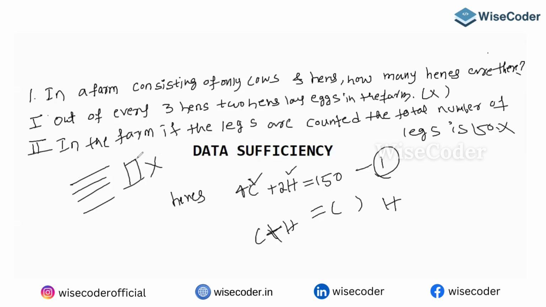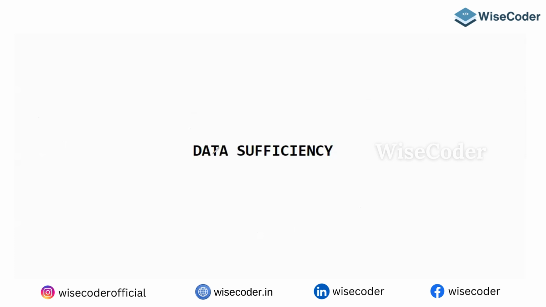But guys, what is a better way? There is a flow chart for answering data sufficiency questions. After the flow chart, we'll see a few questions. What is the flow chart? I want everyone to write down the flow chart.